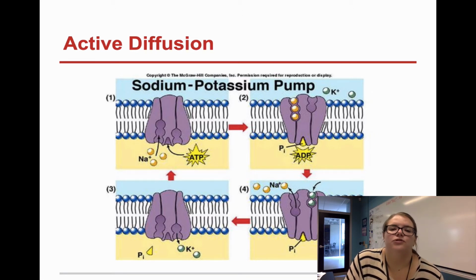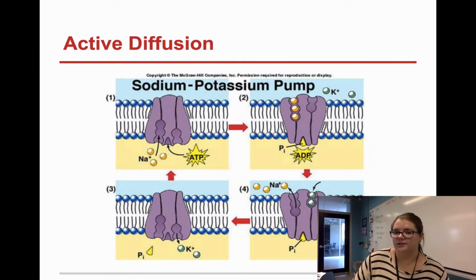And then there's also active diffusion. Active diffusion requires energy, while the rest of diffusion just happens on its own. Active diffusion requires energy. So a lot of times it'll go in reverse. It can take things from low to high if you want a really high concentration. But it's just the one that requires energy.